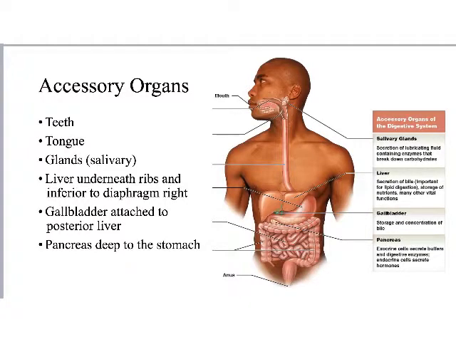As we go along and we talk about the digestive tract, we will also introduce some accessory organs. These are organs that are involved in digestion, though they may have other functions as well. And since they're not technically part of that one long tube, we talk about them separately as accessory organs. Those will be things like our teeth, tongue, and glands. We'll also talk about the liver, the gallbladder, and the pancreas.